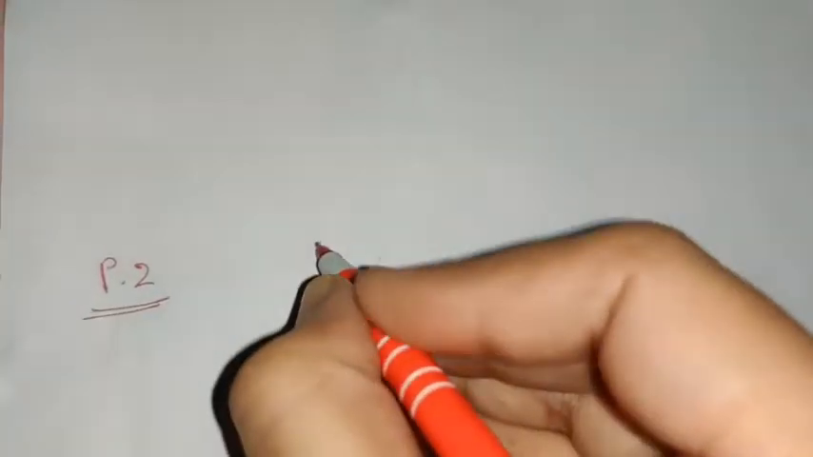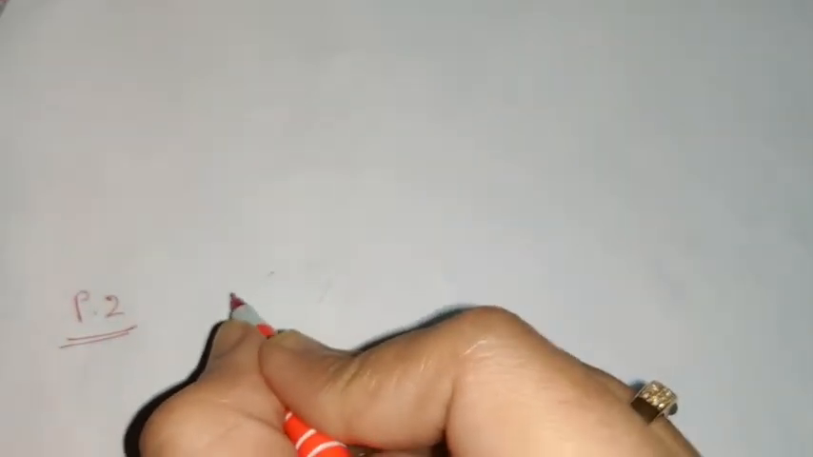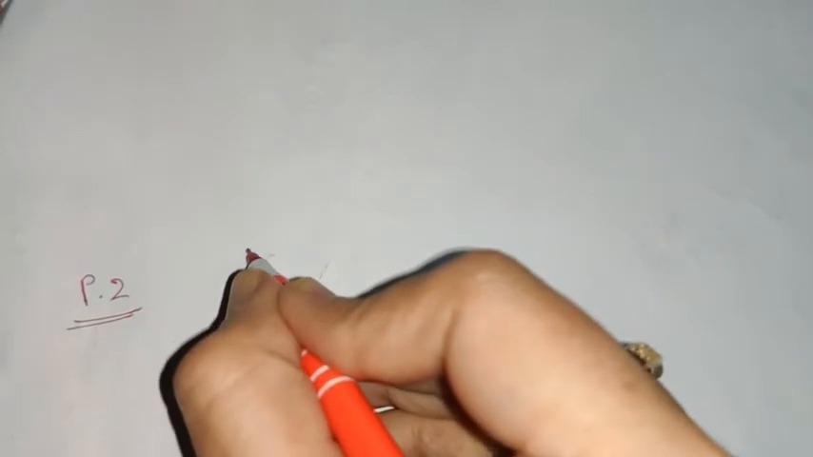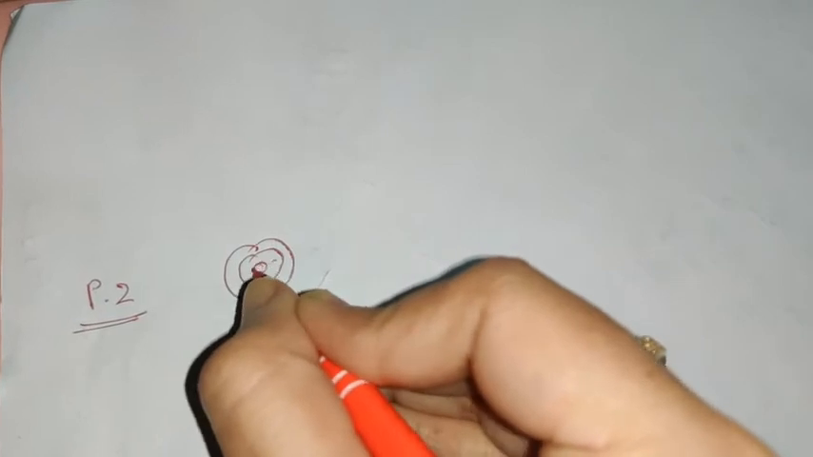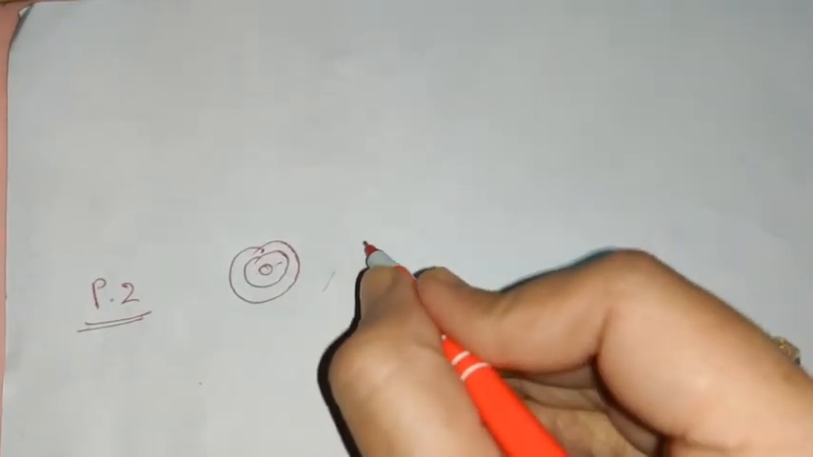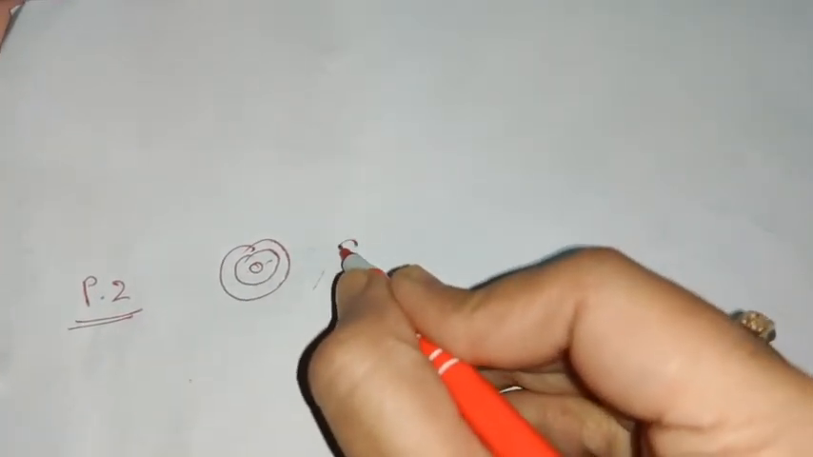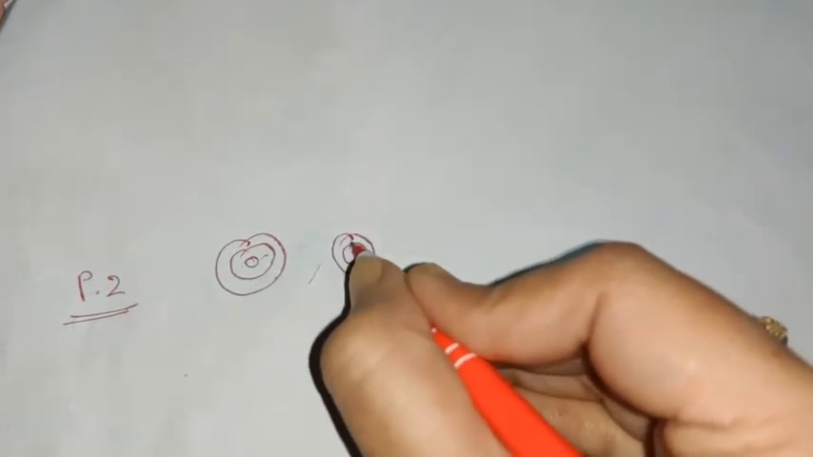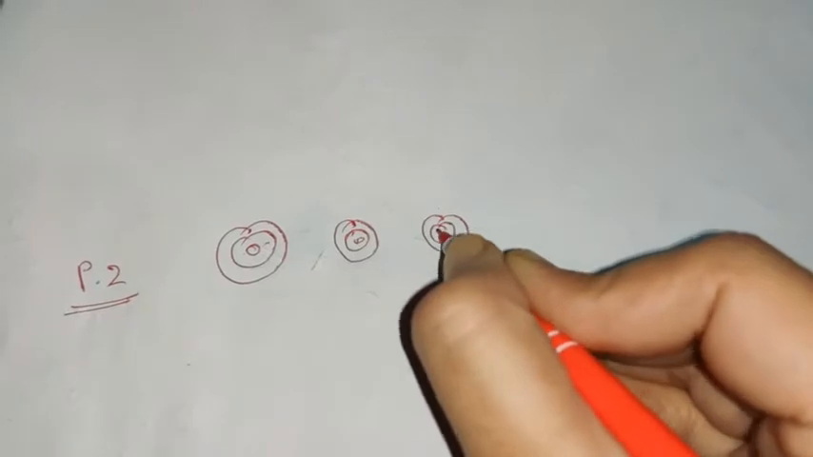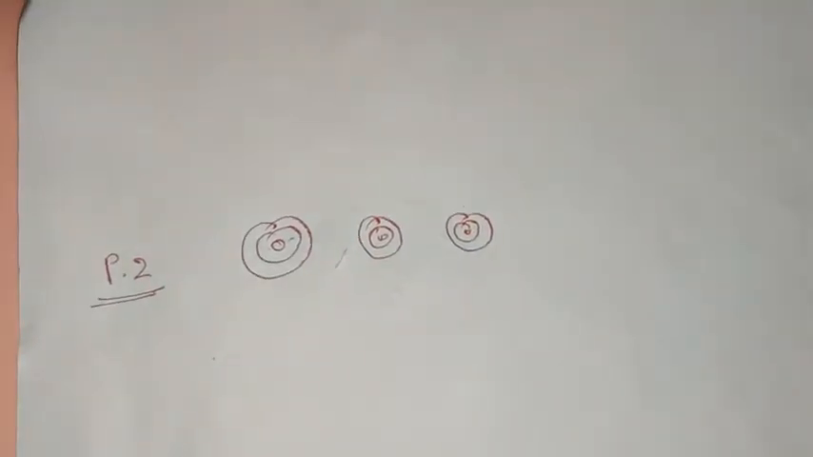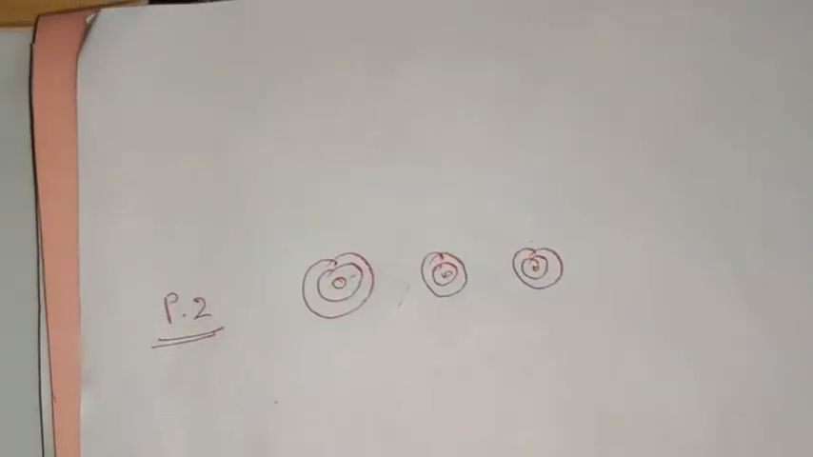Okay, now suppose we are moving across left to right in period 2. Period 2 means each atom will have how many shells? It will have 2 shells. In first case, there will be 2 shells like this and a nucleus. And second case, again, there will be 2 shells and the nucleus. In third case also, there will be 2 shells and a nucleus. Now, what happens when you move left to right?